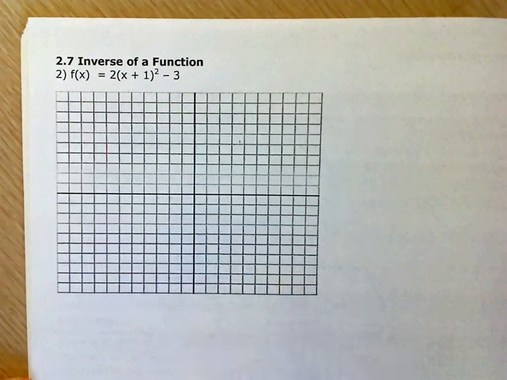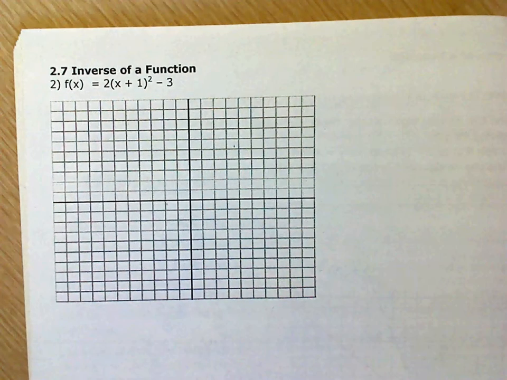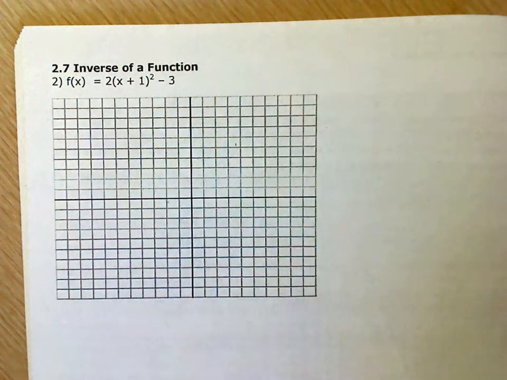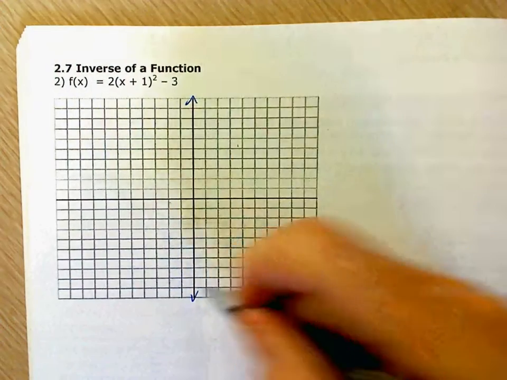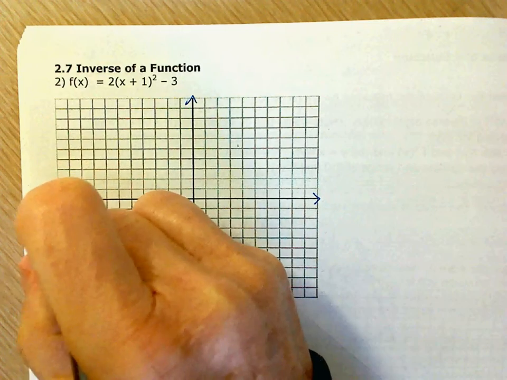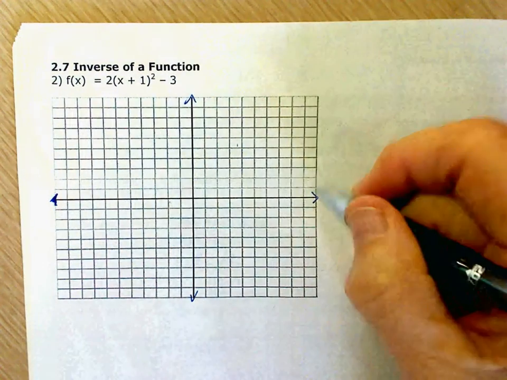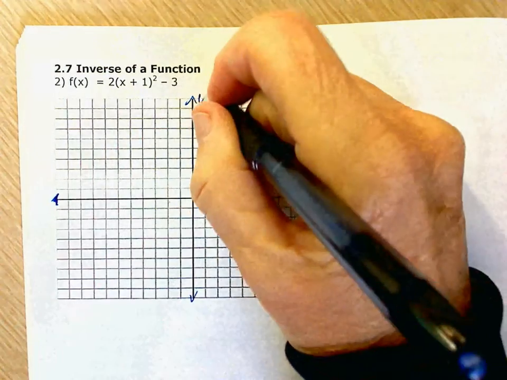Okay, now we have a quadratic equation. The graph is a parabola, so we're going to have some issues with the inverse of a parabola being a function, and we're going to have to restrict the domain of f of x to ensure that the inverse is a function.